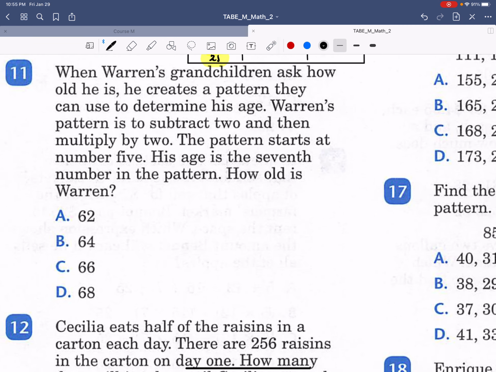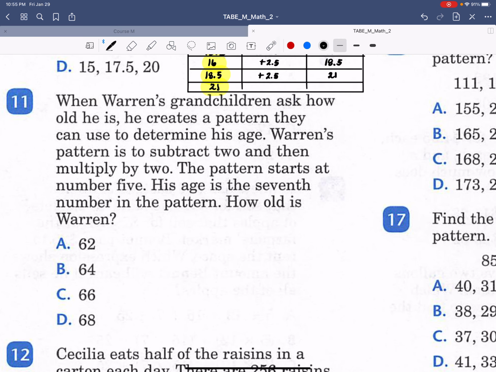Number 11. This problem reminds me of my dad. He used to make up things like this for me. And it really taught me to think. Rather than just give me an easy answer, he would come up with ways to make me think. And I appreciate that so much.